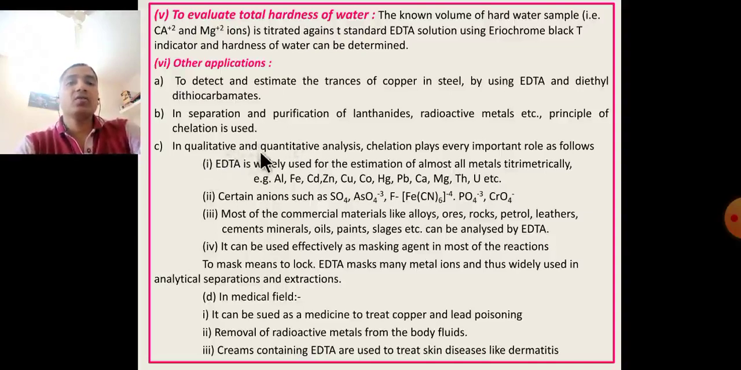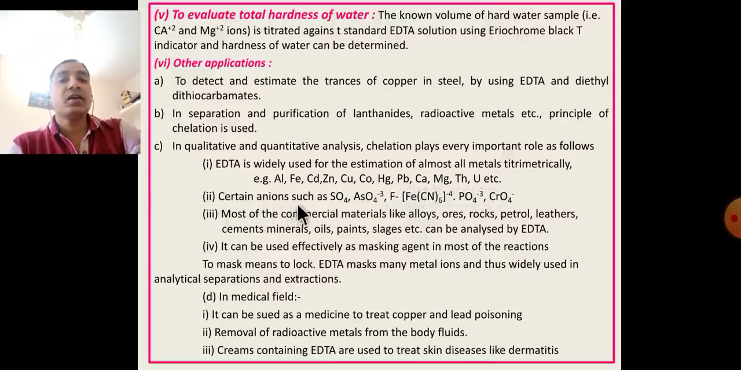C. In qualitative and quantitative analysis, chelation plays an important role as follows. First, EDTA is widely used for the estimation of almost all metals titrimetrically. Examples: aluminum, iron, cadmium, zinc, copper, cobalt, Hg (mercury), Pb (lead), calcium, thorium, uranium, etc.